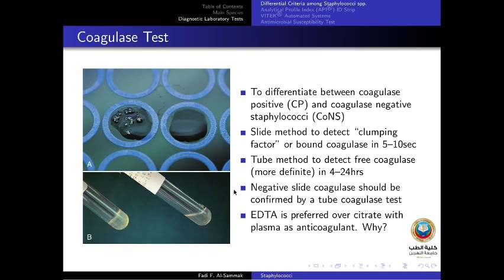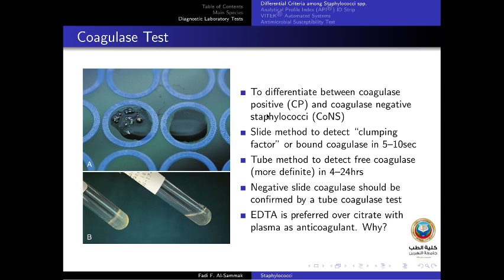So coagulase can be present in two different forms, either bound to the cell wall or cell membrane, and this is called the bound coagulase, which is also called a clumping factor, and the other is the free coagulase, which is released by the cell. Now, the purpose of this test is to differentiate between coagulase negative and coagulase positive. And as you remember, the aureus is always coagulase positive.